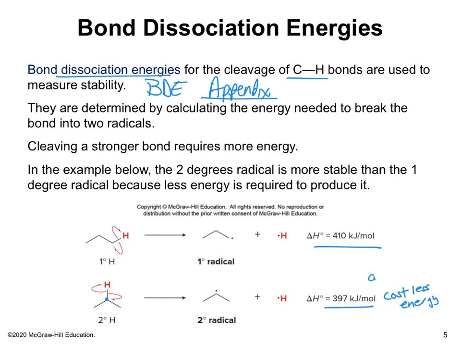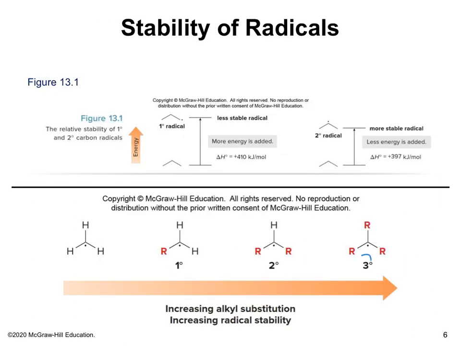And the word we're going to talk about is abstract a hydrogen. So when you're doing a homolytic cleavage and you're abstracting a hydrogen, you consider the bond dissociation energies, and the lower the bond dissociation energy, the easier it is to abstract that hydrogen. And that's what we're going to be doing, is taking this hydrogen to generate a radical. So this is a primary radical, 410 kilojoules. This one's 397. A tertiary radical, we don't have it on here, is even easier to abstract a hydrogen. So you're going to see that this follows the same pattern as the carbocation stability.